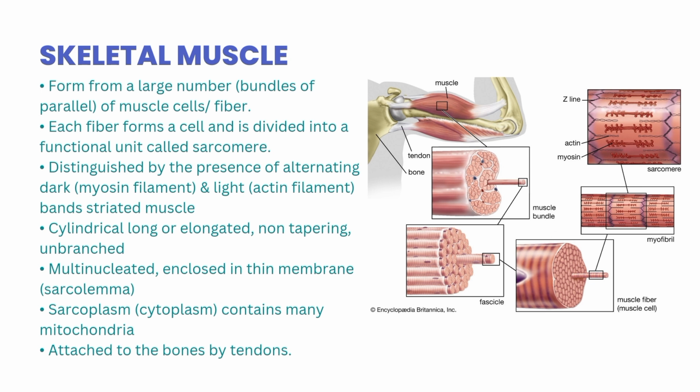Striated muscle is cylindrical, long or elongated, non-tapering and unbranched, multinucleated, enclosed in a thin membrane also known as the sarcolemma. Sarcoplasm, or cytoplasm, contains many mitochondria. It is attached to the bones by tendons.